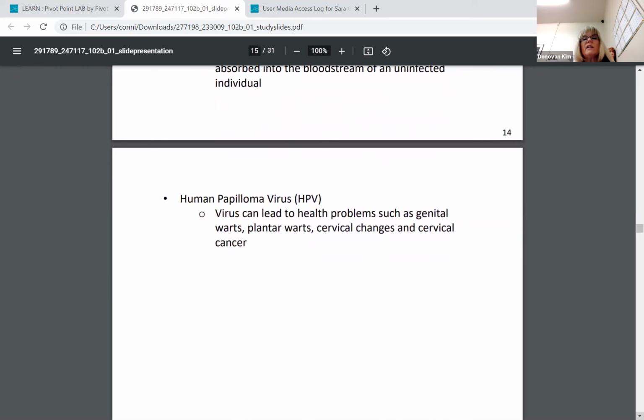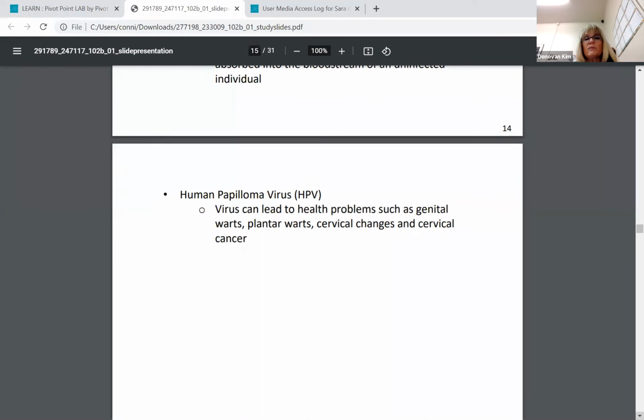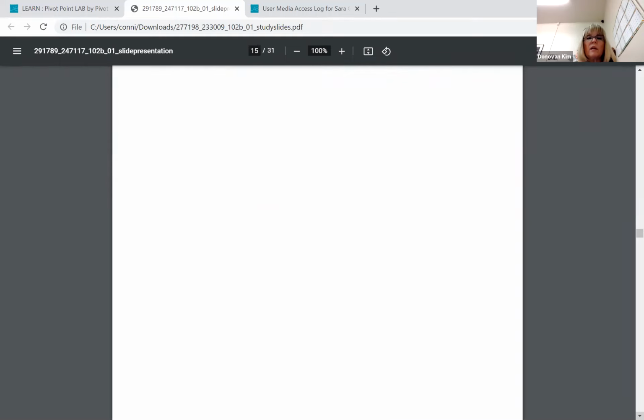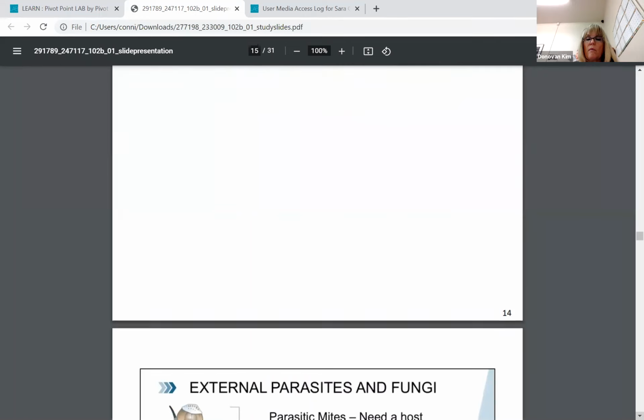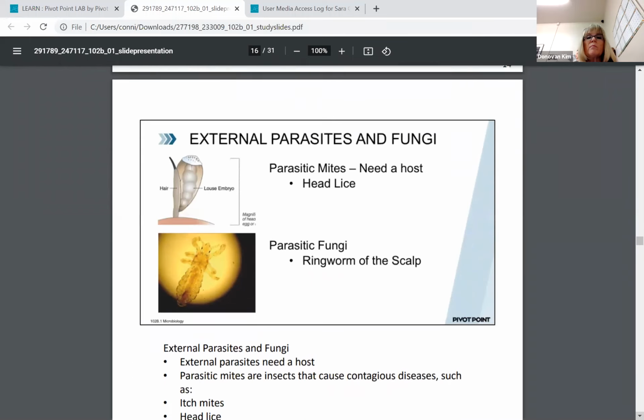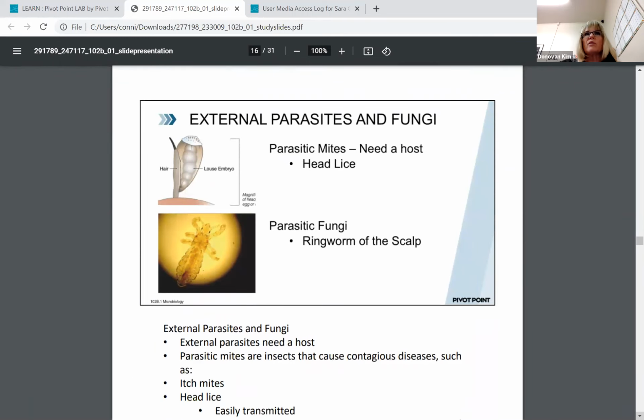And then HPV is human papillomavirus. This can lead to health problems such as genital warts, plantar warts, cervical changes, and cervical cancer, depending on which strain you pick up, if you get it. A lot of people have had just a regular wart, which was a human papillomavirus, but it's just a plain old wart, right? You get some little compound W and it goes away. Or the doctor will take it off.